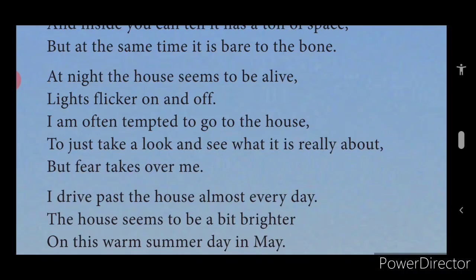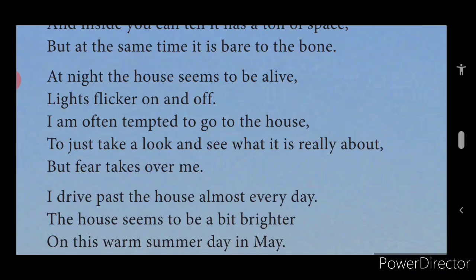So the author is really tempted. He really wished to see what is happening inside. Let me just go and see what is there. How come during nighttime lights could glow and people could move? Let me just have a look. He has that thought in his mind.